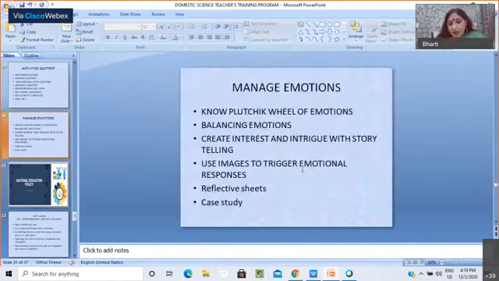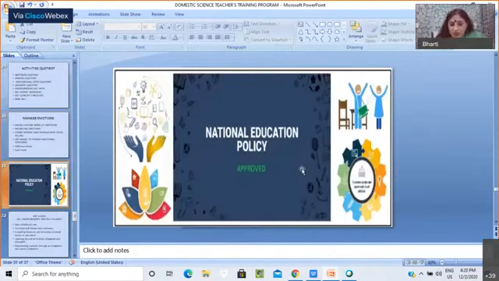Now next we come to managing emotions, because once a child understands how to balance emotions, how to balance his responses, definitely it will help him in developing a better human being, in developing a better self. So through the case studies and reflective sheets we can do this.